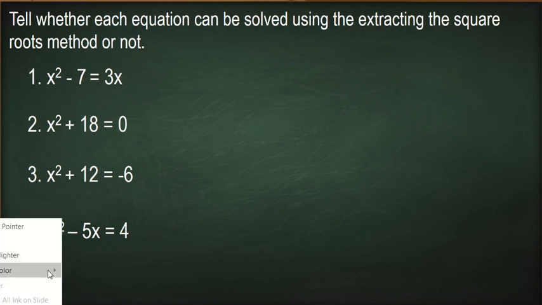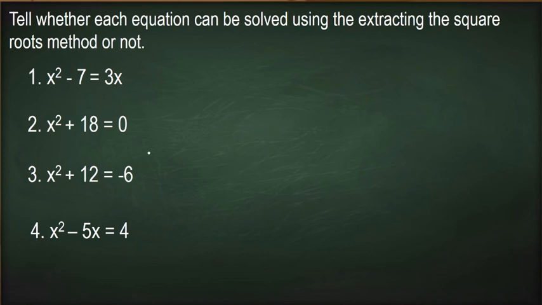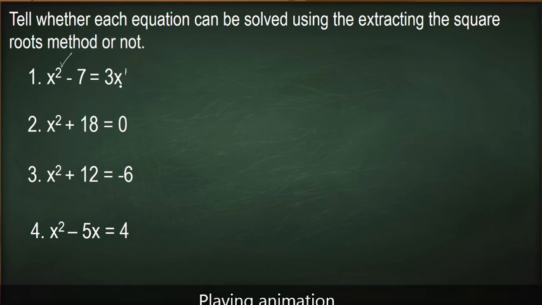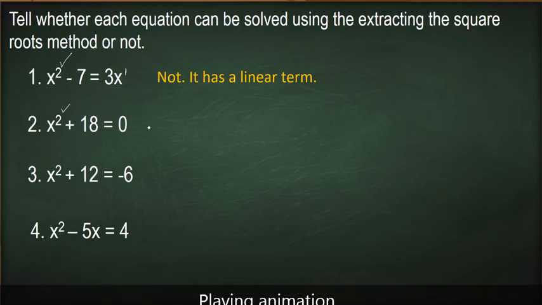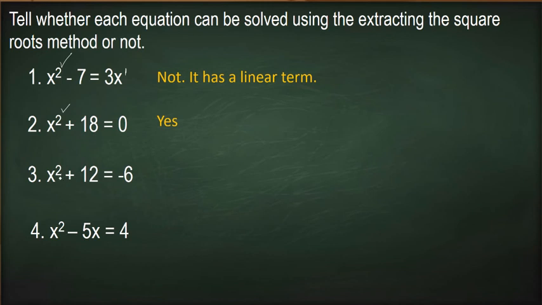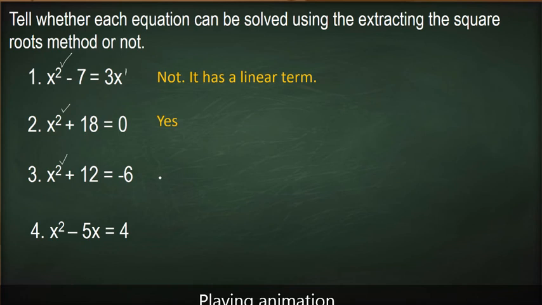Okay. So, ano ang tandaan natin? Meron siyang squared term, pero dapat wala siyang first degree or linear term. Okay, ang number 1, meron siyang squared term or quadratic term, at meron din siyang first degree term or linear term. So, meaning to say, hindi siya pwedeng masolve gamit ang extracting the square roots method. How about number 2? Meron siyang quadratic term, at wala siyang linear term, so pwede. Next, number 3. Meron siyang quadratic term at wala nang linear term, so pwede rin ang number 3.